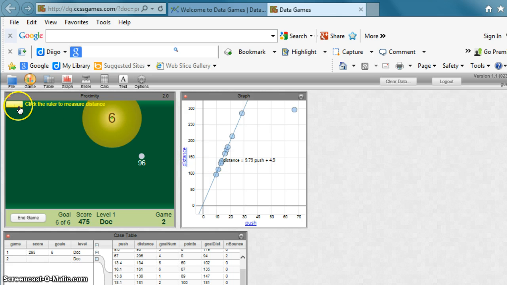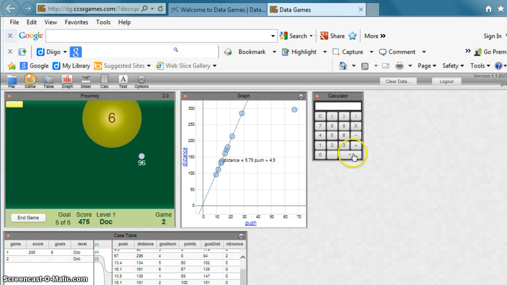You can use the ruler, click between the target and the ball to get the distance of 131 feet. This is the y value. We can divide the distance by the slope to make a prediction for the push. Now to do this calculation, you might need the help of a calculator. So in the toolbar, if you click on the icon that says Calc, the calculator appears. Type in 133 divided by the slope of 9.79, and you get an estimated push of 13.5.